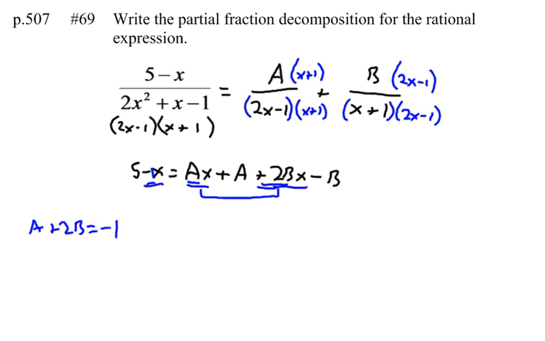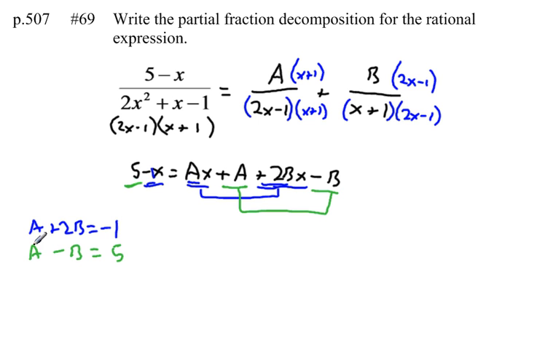That's my x's. Now let's look at our numbers. Here I have a, here I have minus b, and here I have 5. So these two numeric values, a minus b, must be equal to this numeric value 5. So let's write that out. A minus b equals 5.